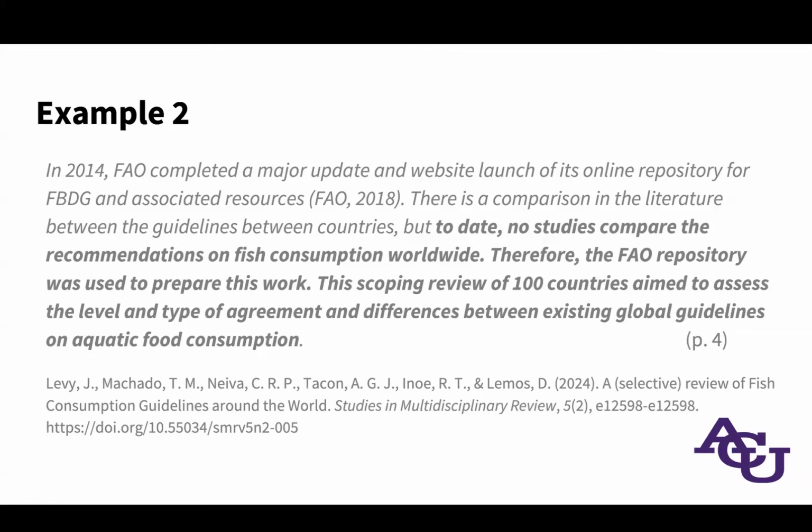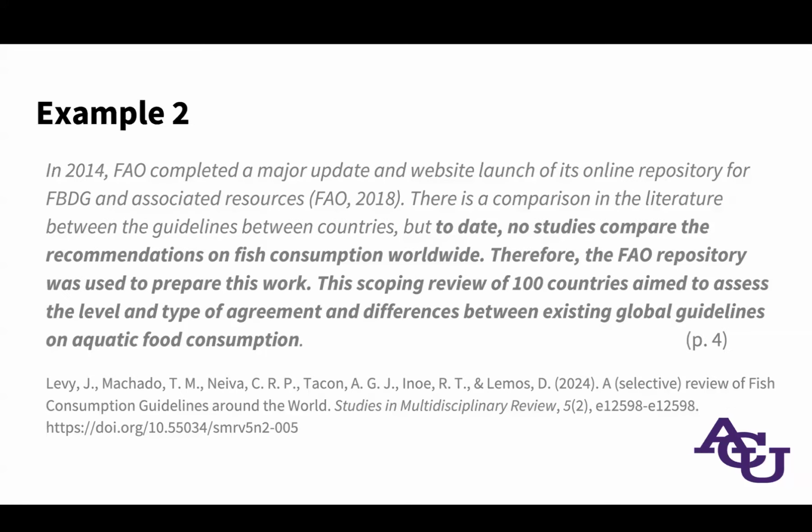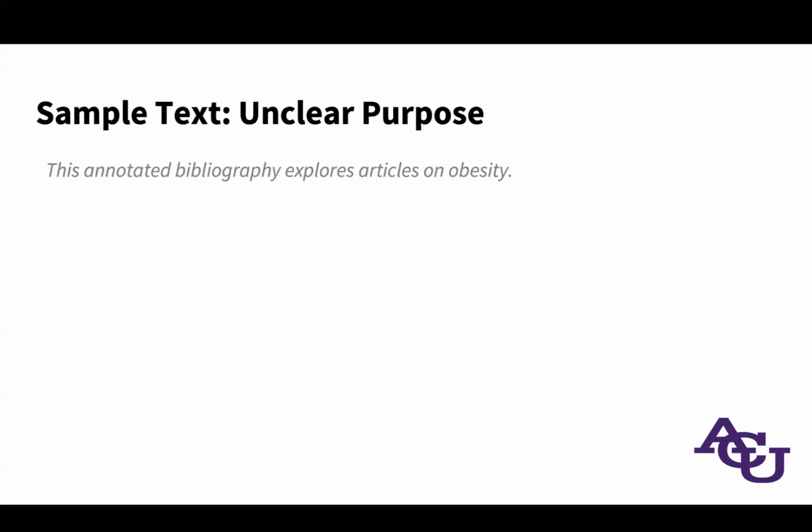So let's talk about some text that has an unclear purpose, because here we have some great examples of very clear things, but what might it look like if that was unclear? Well, this annotated bibliography explores articles on obesity. This is one of the great problems of our time. It has many particular implications. It cuts across so many, many fields. For your annotated bibliography to be useful, it will be very helpful to be more specific on what aspects of obesity and who is the target audience here. Who is this information aimed at?